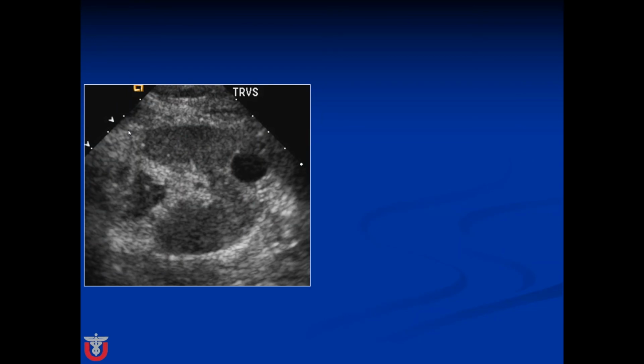Okay, so we have a kidney ultrasound, and we have what looks like a pretty simple cyst, right? Let's use our words. So this is anechoic. We have enhanced through transmission.